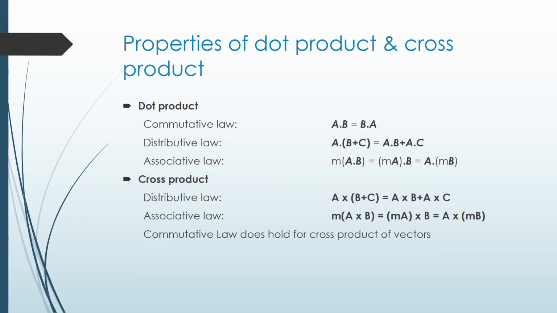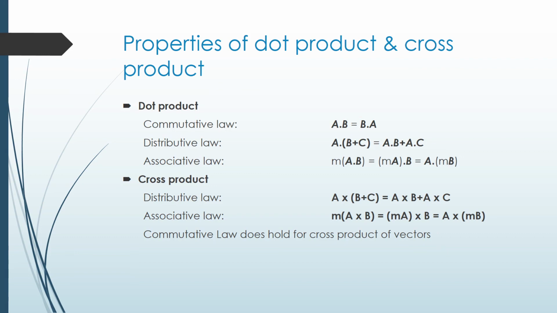Similarly, the dot product also follows the associative law, which means m times (A dot B) is equal to (mA) dot B, or it is equal to A dot (mB), where m is a number. You can change the position of this number. If you first multiply with the A vector, or if you multiply with the B vector, the product will always be the same.